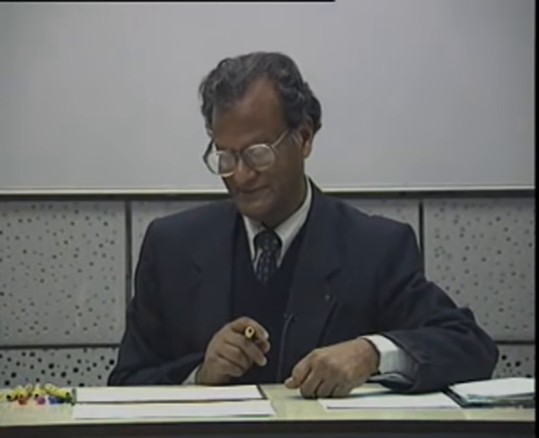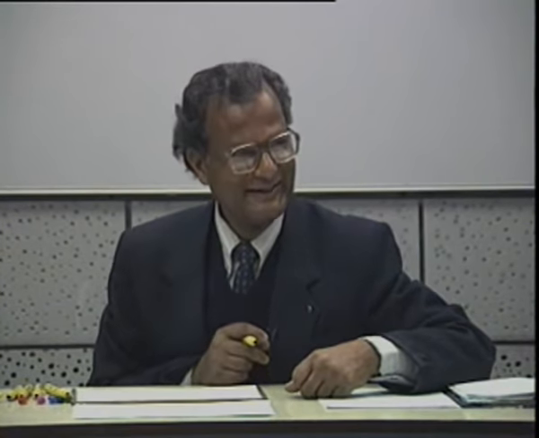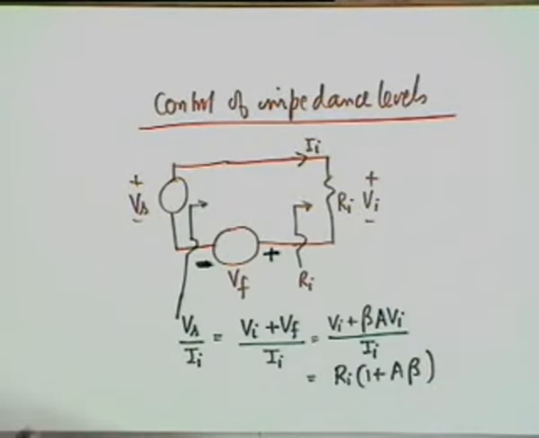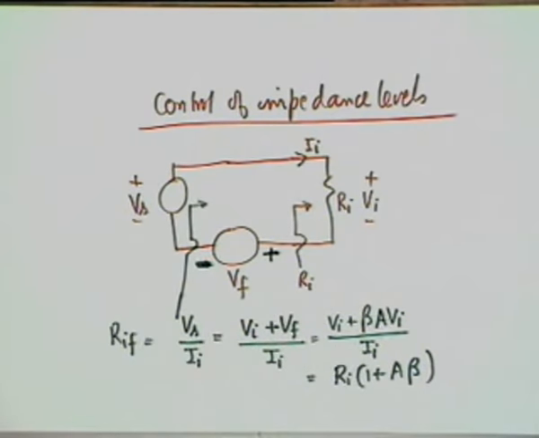Can you see it qualitatively? Why it happens? Yes? For the same Vs we have less current, because there is an additional source here. Agree? Qualitatively this is obvious, but this is the quantitative relationship, that the input resistance RIF is equal to this.